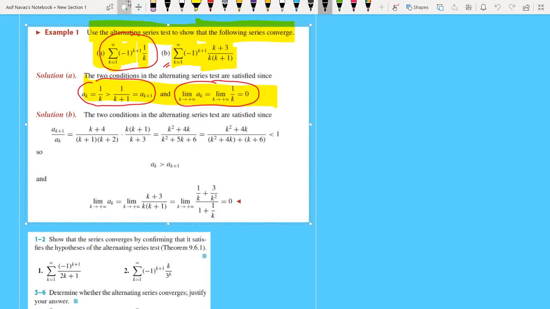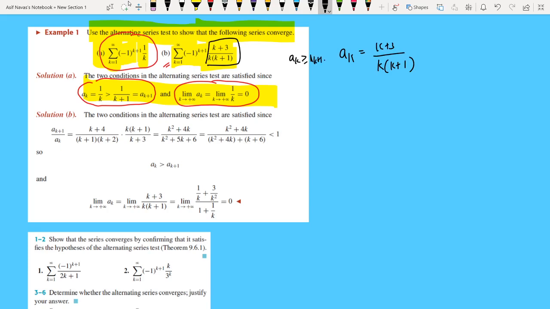So given ak, here ak is k plus 3 divided by k into k plus 1. First we have to show that ak is greater than or equal to ak plus 1. So it is enough to show that ak plus 1 by ak is less than 1, which implies ak plus 1 less than or equal to ak.